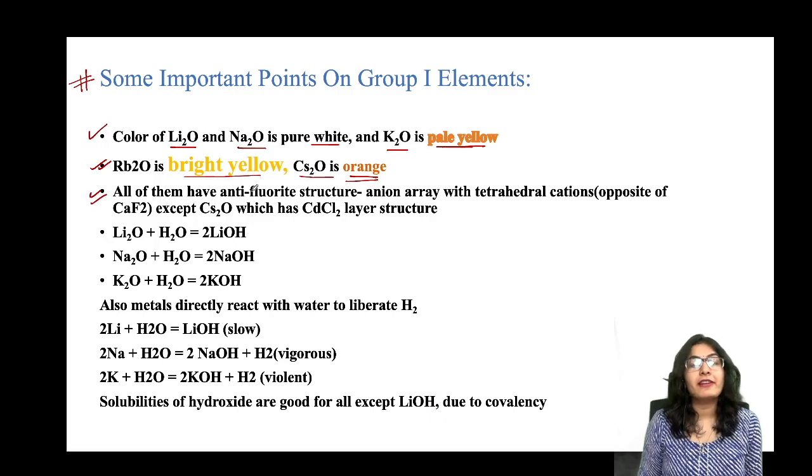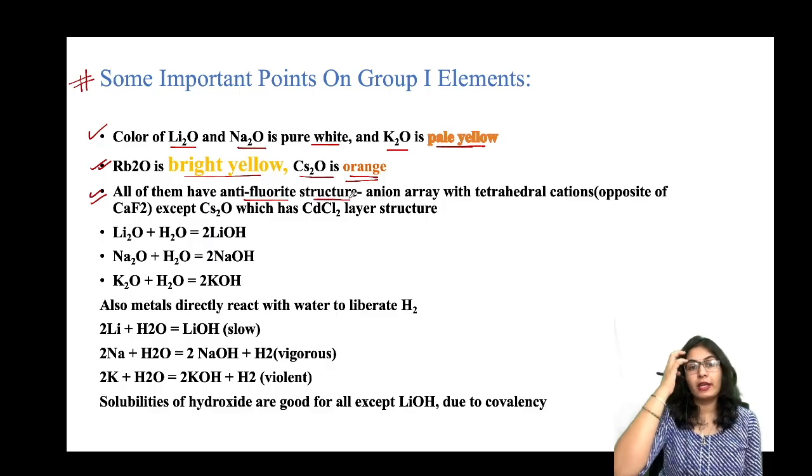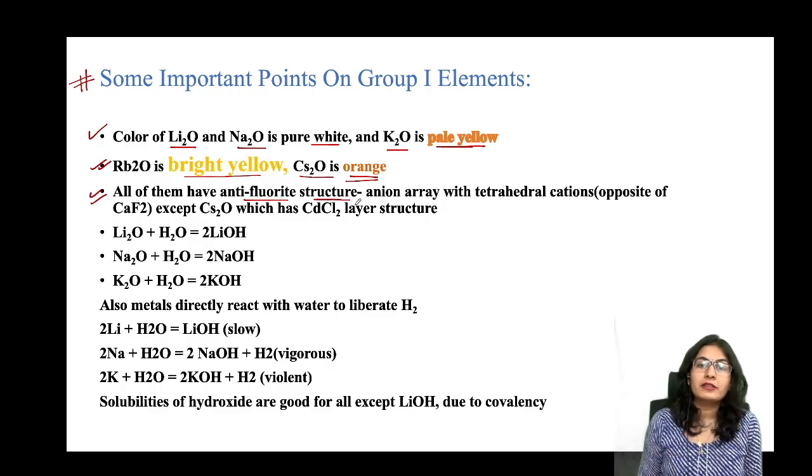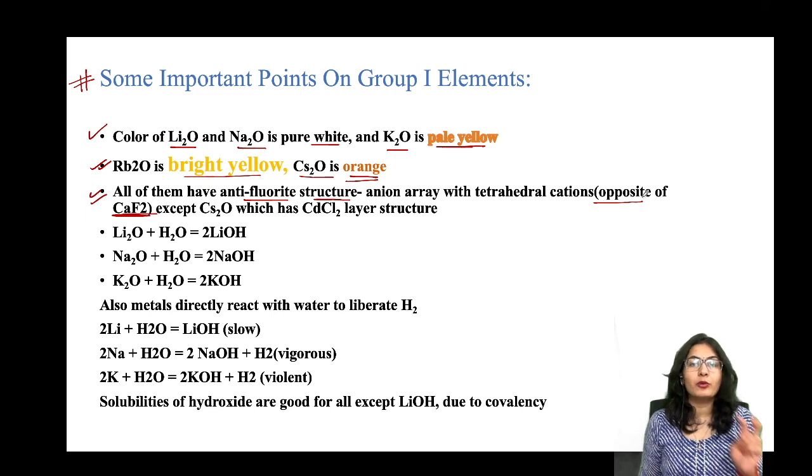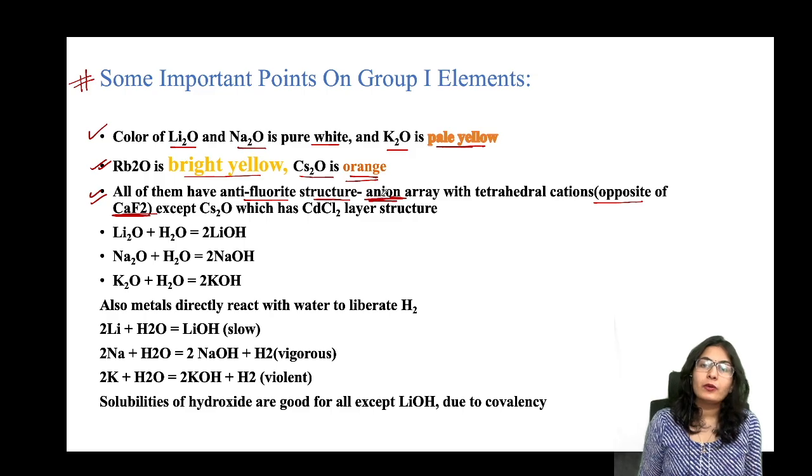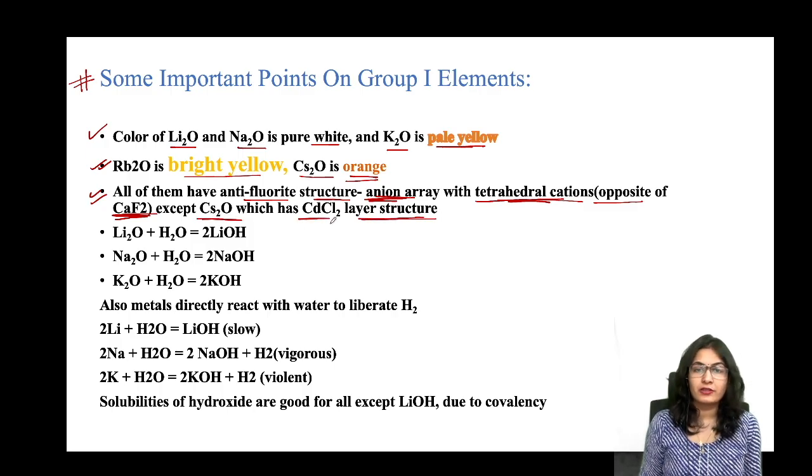All of them have anti-fluorite structure. Okay, so you remember what is anti-fluorite structure? This is absolutely opposite of CaF2. Just remember both of these structures. We have studied this in solid state also. Anions are going to be arranged in the tetrahedral cation form, which is just opposite of CaF2, except Cs2O, which has the CdCl2 layer structure. So this is a BCC structure, you all know that.